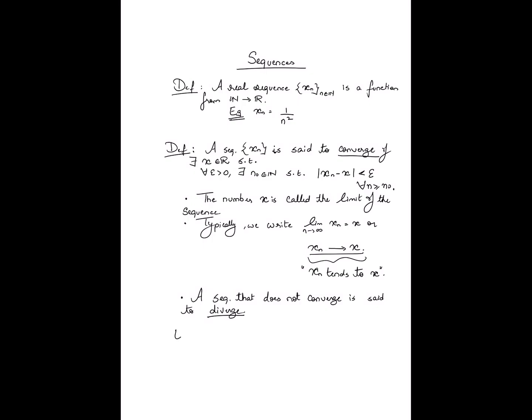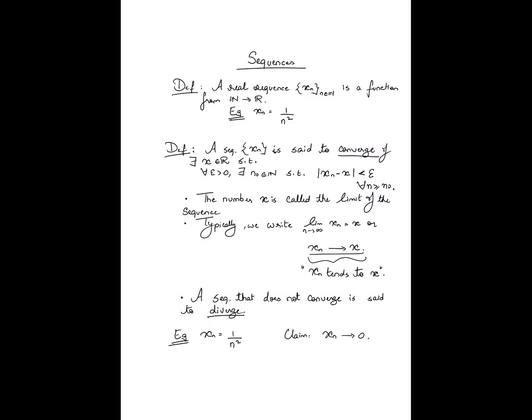Okay, so let's begin with a very quick example. Let's use the same example that I used before, which is that xn is equal to 1 by n square. In this case I'm going to claim that the limit is 0. In other words, I'm going to claim that xn tends to 0. Now, how would I prove this claim?